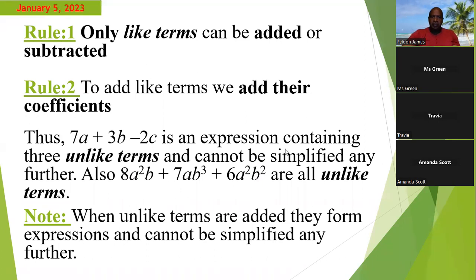All right, so when unlike terms are added, they form expressions and cannot be simplified any further. So that's something that you should know. Once you have unlike terms and you're adding or subtracting them, you leave them with the plus and minus sign between them as the final answer. You can't simplify them anymore, so you leave them as an expression.